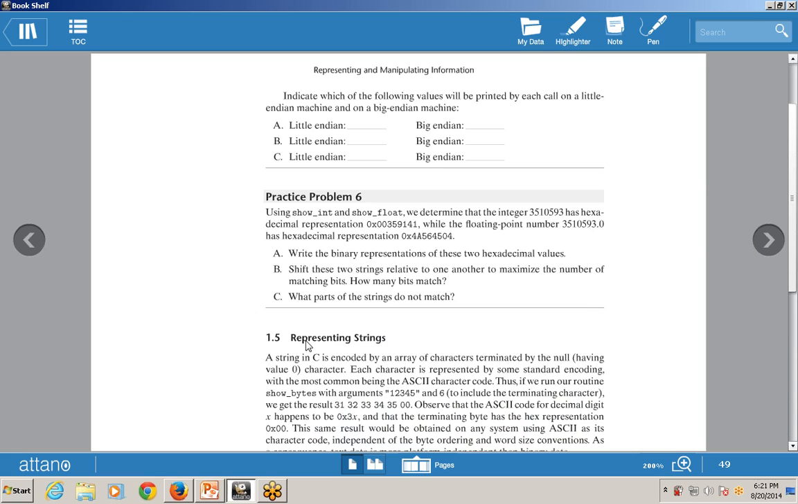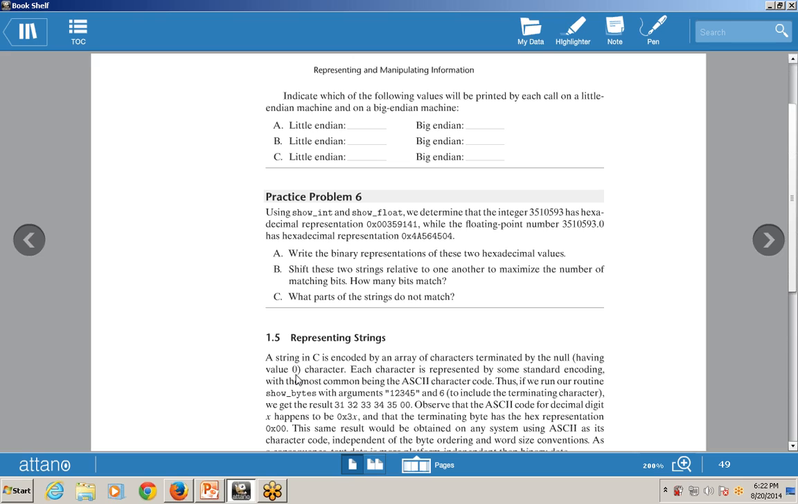Next is representing strings. As I told you, there are multiple ways to represent data in the computer system, like int, long, double, and there is also a way to represent the data in text form, that is known as representing a string. A string is nothing but an array of characters. Array means combination, group, or block. Whenever I say a string in C, it is encoded by an array of characters, that is a group of characters, terminated by the null character having the value 0.